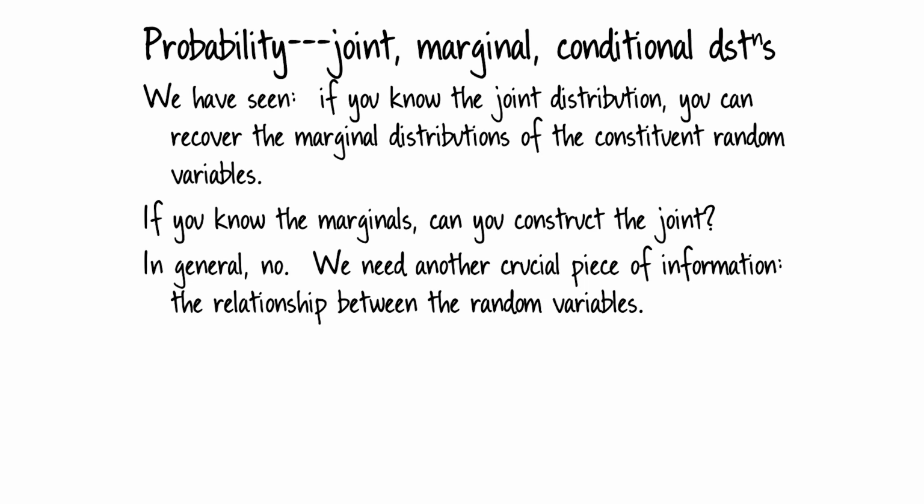In general, no. We need another crucial piece of information, and that's the relationship between the random variables. Another way to say this is that a joint distribution contains 3 different types of information. If it's a bivariate distribution, it contains information about how each one of the 2 random variables is distributed on its own. And then it also contains information about how they're related to each other. Without all 3 of these pieces of information, we can't reconstruct the joint PDF.